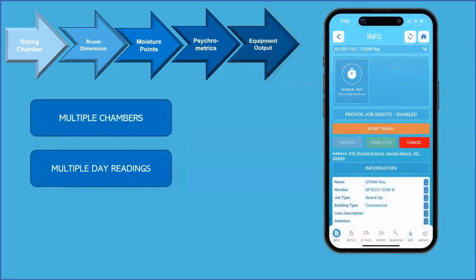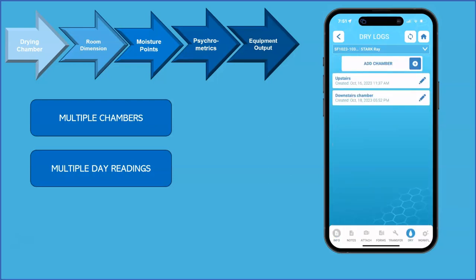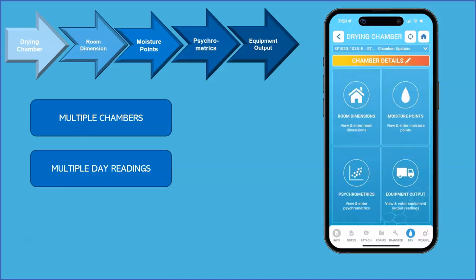We have just completed our first walkthrough at our job site location. Let's take a look at what a second day at a job could look like. I have navigated to my Ray Stark test job, and I have selected my dry logs icon. Now, in this particular job, I have 2 drying chambers, an upstairs and a downstairs chamber. You will notice that each of these chambers has a pencil icon. When selected, it will allow me to open up those chambers to navigate to the main home screen in the chamber. Each of these items within the chamber allows me to select it and open it to add additional details.